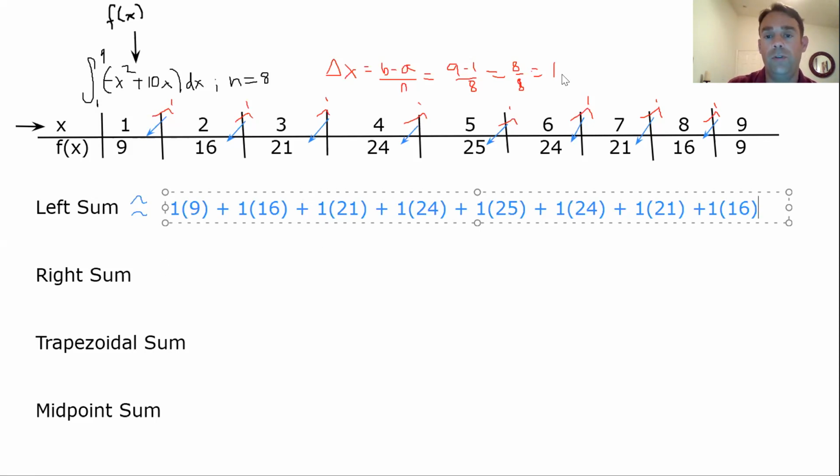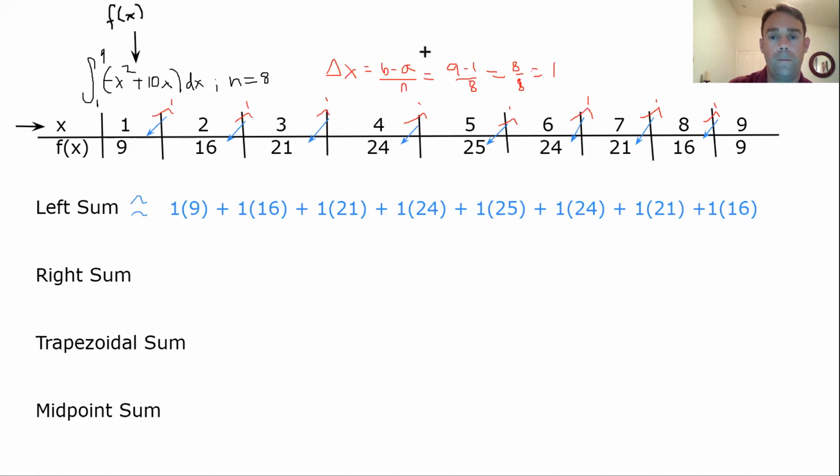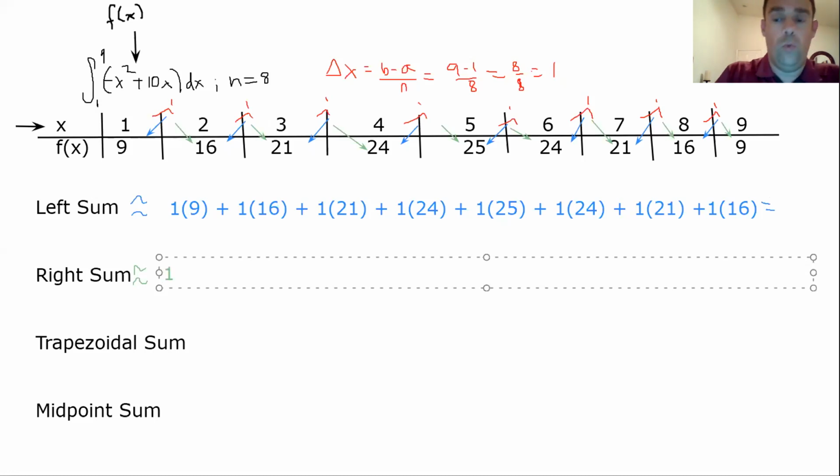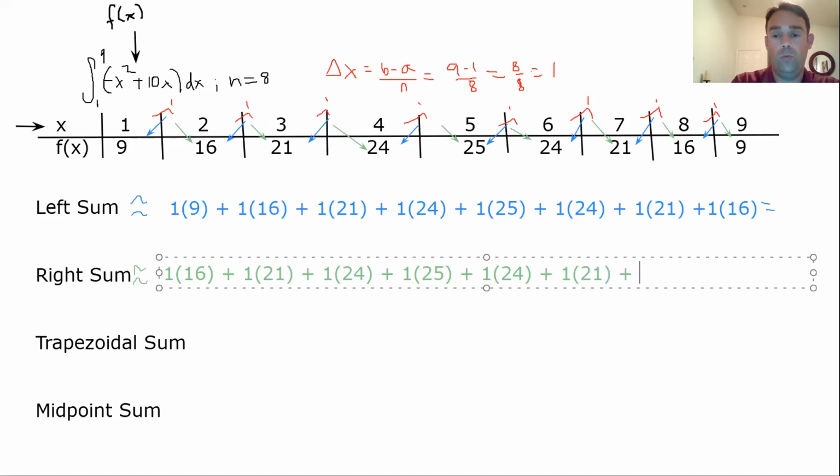We did. All right, the right sums, those are going to be using all the numbers going down the right side. All right, so we have 1, 2, 3, 4, 5, 6, 7, and 8. Okay, again, you can plug all these into your calculator. So the green would be 1 times 16 plus 1 times 21 plus 1 times 24 plus 1 times 25 plus 1 times 24 plus 1 times 21 plus 1 times 16 plus 1 times 9 equals, 1, 2, 3, 4, 5, 6, 7, 8.